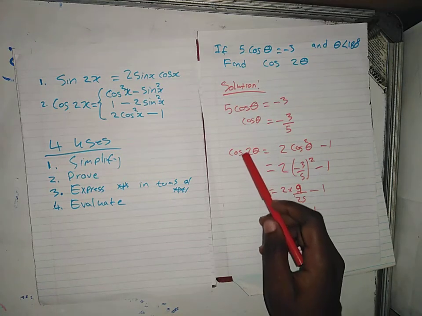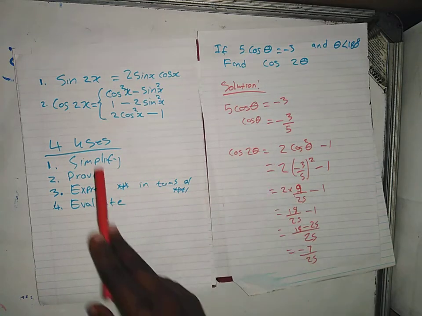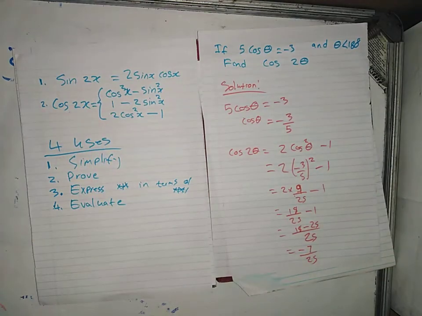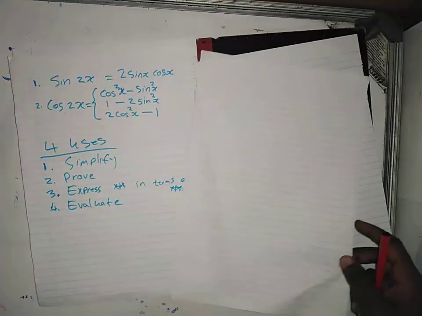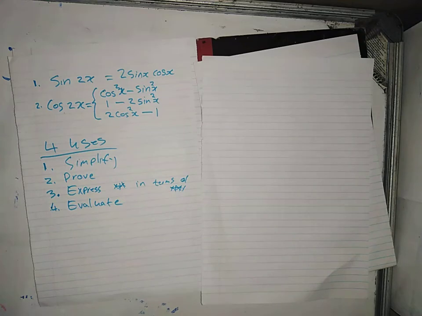So you did not know what to do here, but because now you had double angle formulas, they were able to come to your rescue and help you going forward. Okay, now let's do, I think this is the last one, and then we can close shop after that.